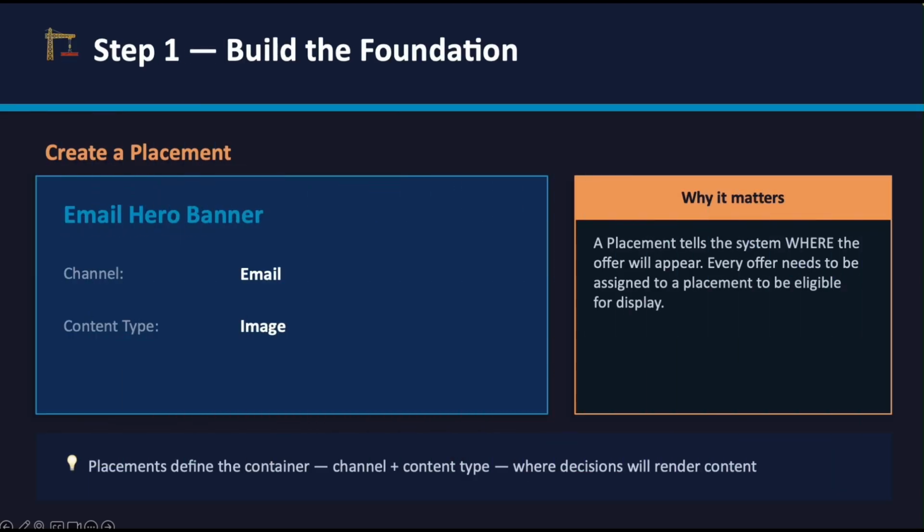First, let us set up the placement. You can think of a placement as the location where your offer is going to appear. In this case, we are creating something called an email sports banner, which is simply the main banner area inside an email where our personalized content will be displayed. We will use this same placement for all of our offers, which keeps everything consistent and much easier to manage.